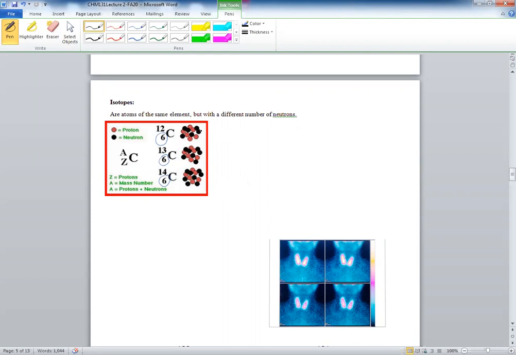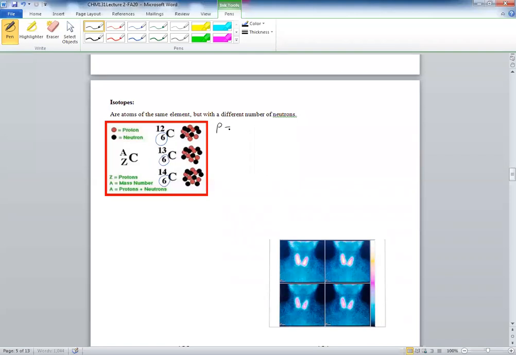You can tell from these images, pictures, that the number of neutrons is increasing. So if you count how many neutrons you have in this one, you have 6. If you count how many you have, an additional 1, you have 7. And in the third one, you have 8.